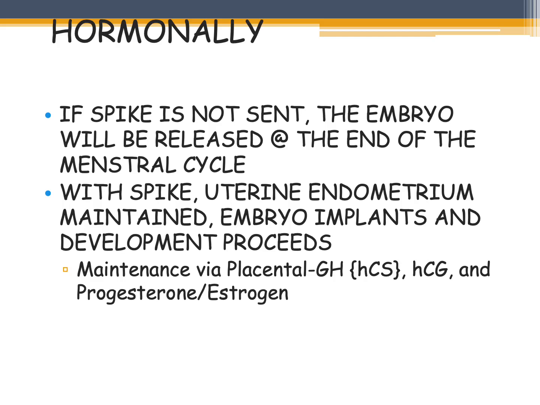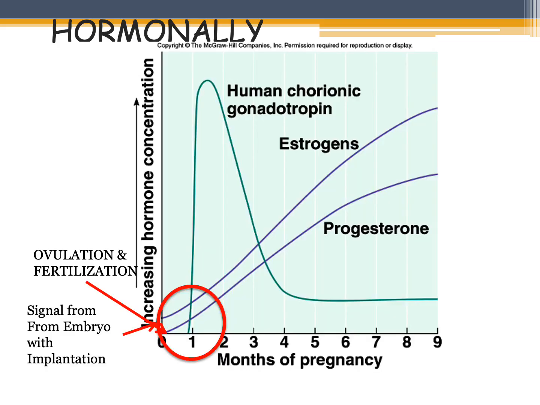This is going to lead to changes of hormone signals, in particular HCG, and then placental growth hormone, referred to as HCS. This allows for a maintenance of the placenta as well as high levels of estrogen and progesterone. And if at any point in time progesterone drops, sloughing will immediately take place.